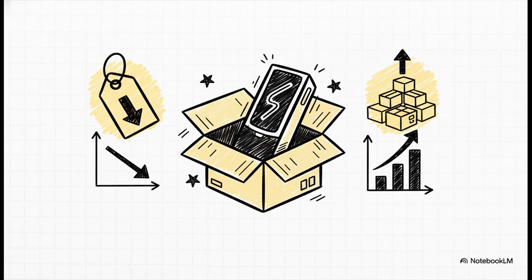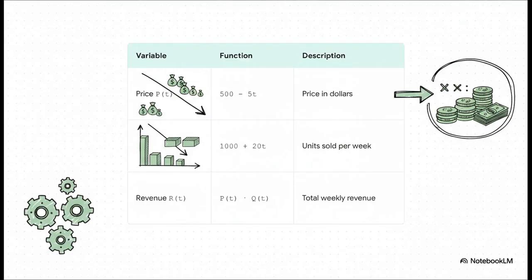They're going to gradually lower the price over time to capture more of the market. At the same time, their marketing campaigns are kicking in, so sales volume is growing. The critical question for the leadership team is this: what is the instantaneous rate of change of our revenue? In business and economics, we have a name for that. It's called marginal revenue.